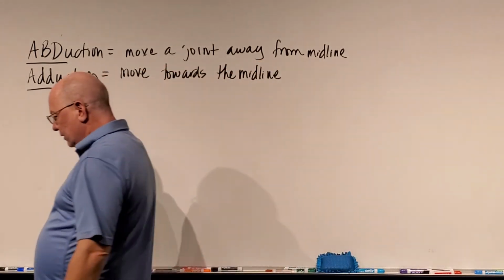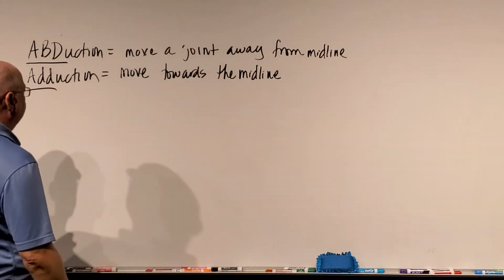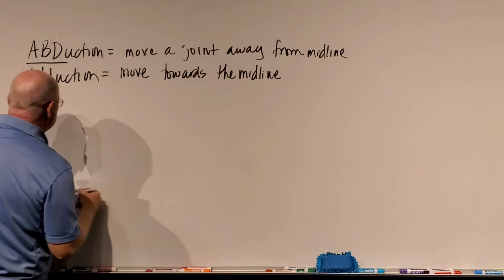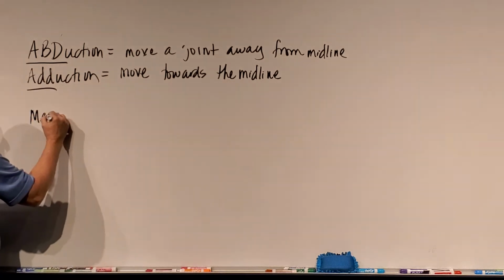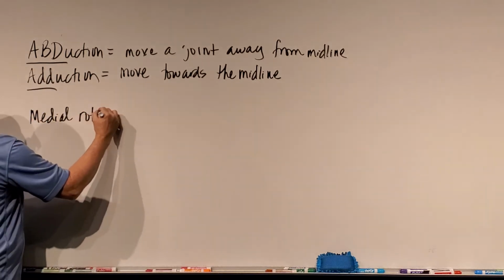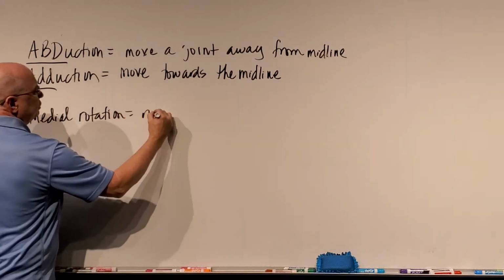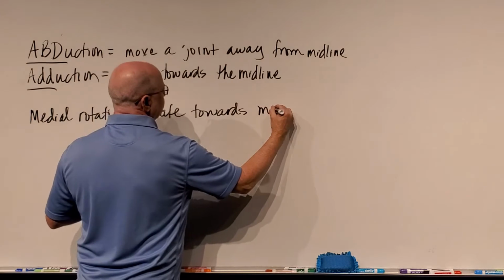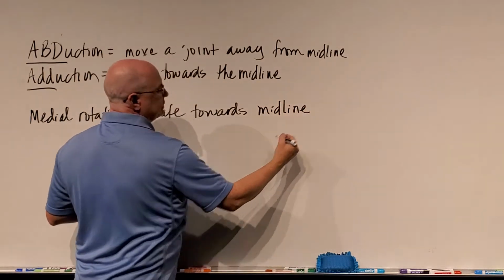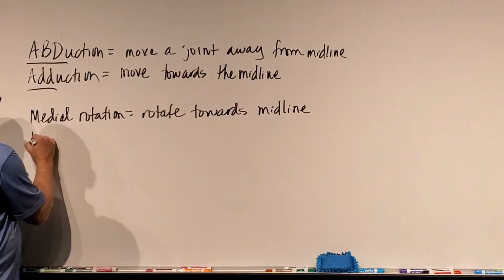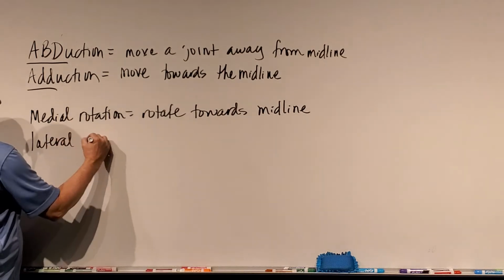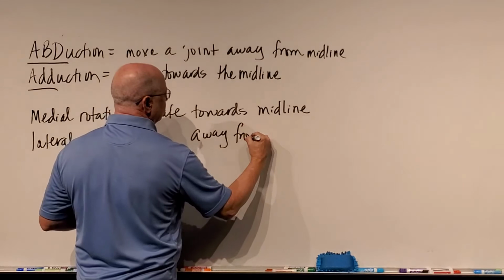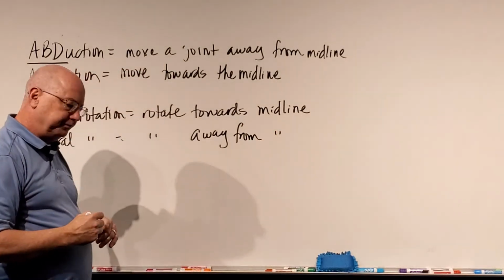Okay? Now the next two are medial and lateral rotation. Now these actually have a caveat or a detail about them that's important. So medial rotation means to rotate towards the midline. It's that simple. And lateral rotation is the exact opposite. It means to rotate away from the midline of the body.